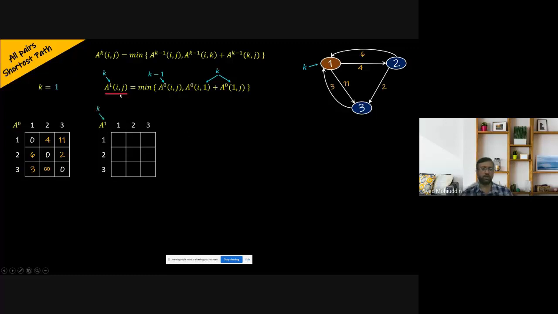Now A of 1 i comma j is nothing but A of 1 comma 1, because we have to find this value 1 comma 1. i is 1, j is 1. So it will be minimum of A of 0 of 1 comma 1, and A of 0 of 1 comma 1, because i is also 1, plus A of 0 of 1 comma 1, j is also 1. So this is the equation we get.